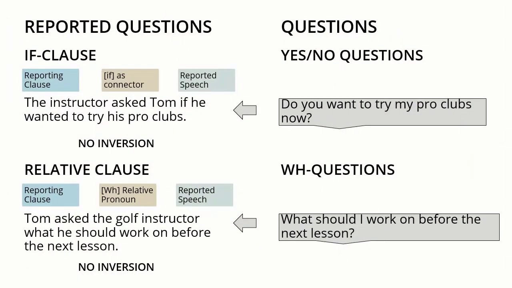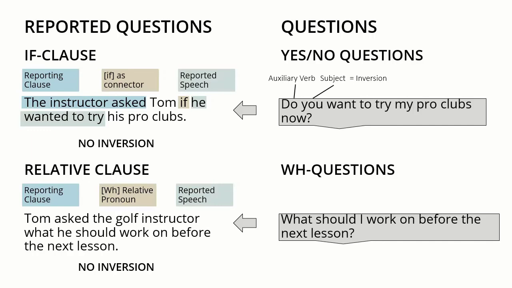First, we'll see an example of a yes-no question. Yes-no questions generally start with an auxiliary verb or a modal verb of some kind. In our case, do you want to try my pro golf clubs now? When we report a yes-no question, instead of using the auxiliary verb, we switch it into an if clause. If replaces the auxiliary verb. So do goes to if, and if goes as the link between the reporting clause. The instructor asked Tom if he wanted to try his pro clubs.